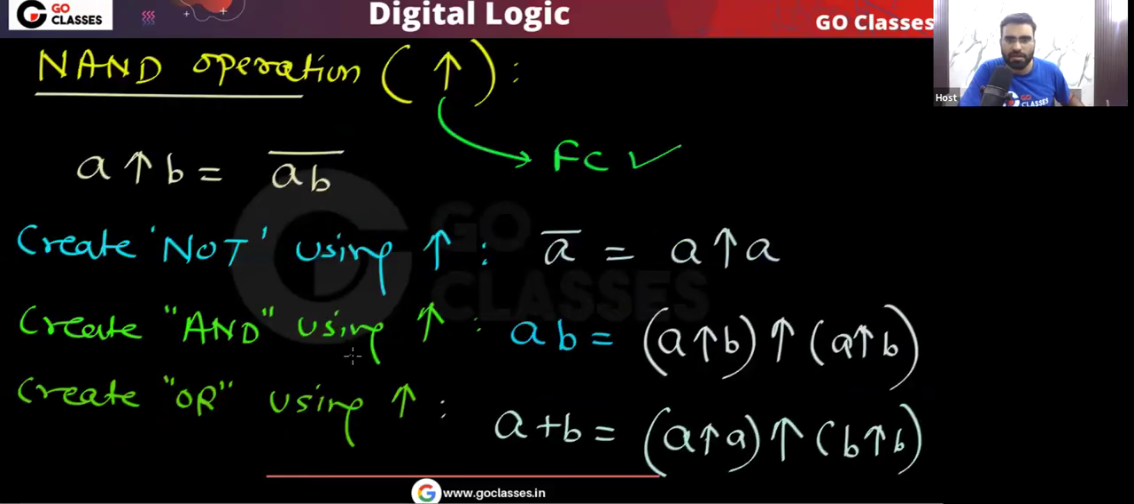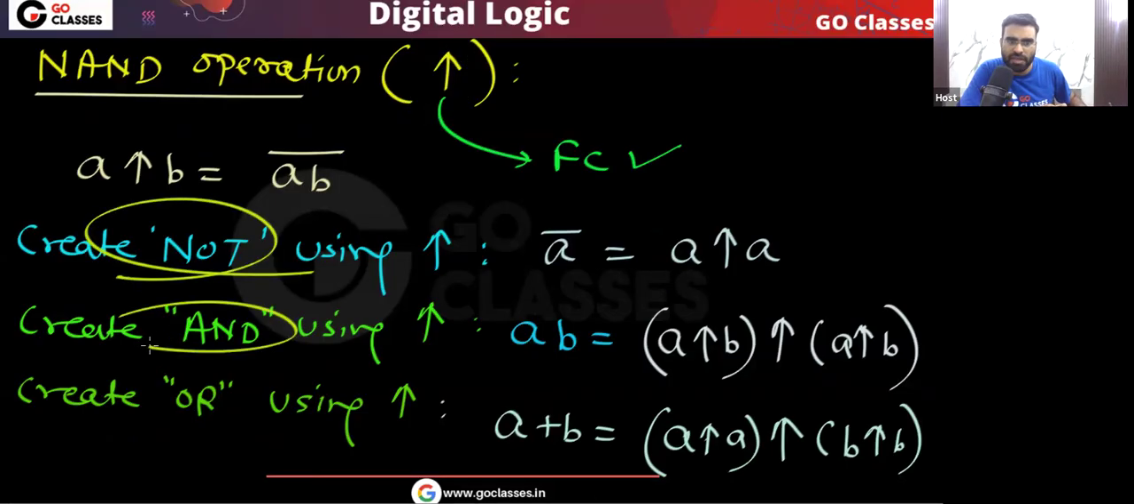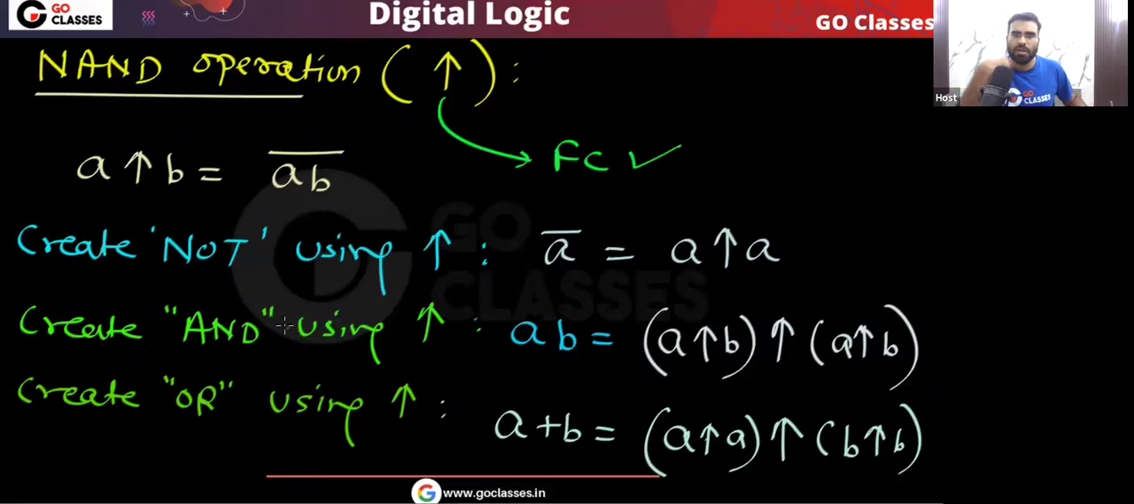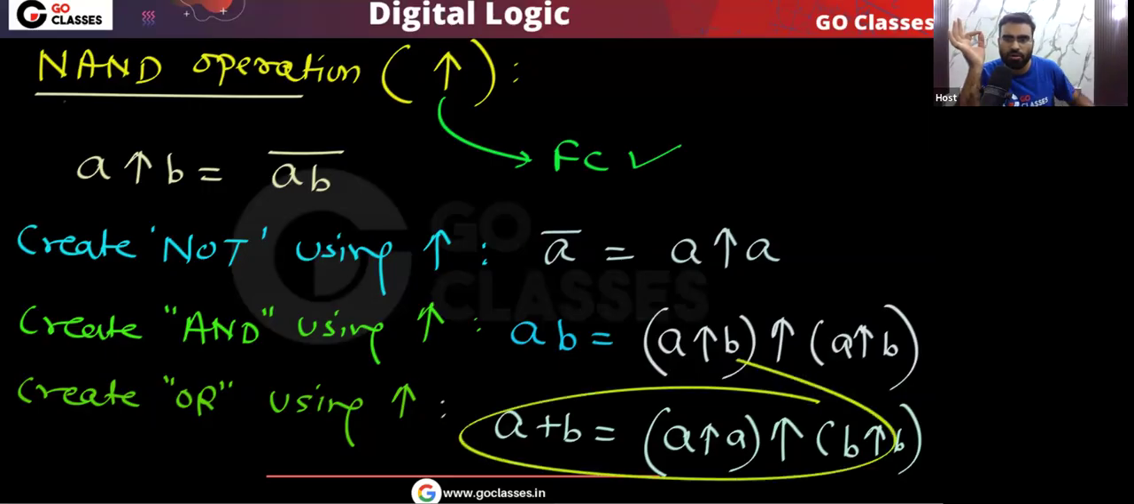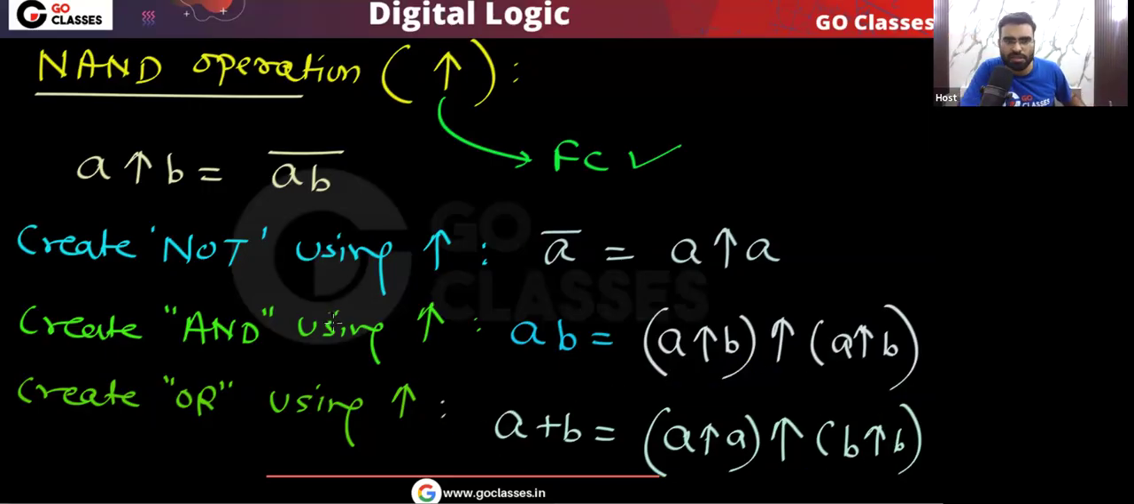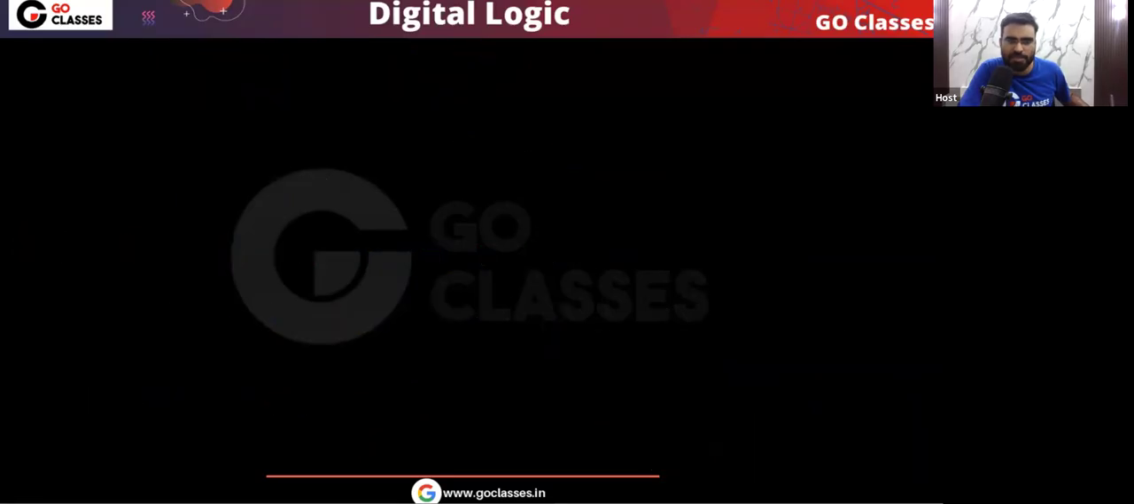So this is the idea. Now, did you notice that this NAND operation alone is enough to create NOT, we can create AND and we can create OR. So this is also functionally complete, because if you allow me to use only this operation, then I can express any Boolean function. Very simple. So this NAND is also functionally complete. Is this clear? Please tell me.